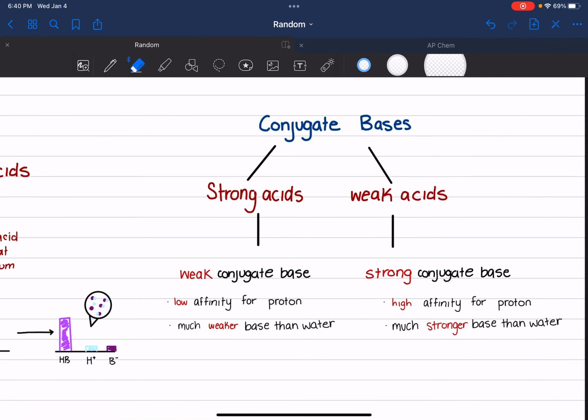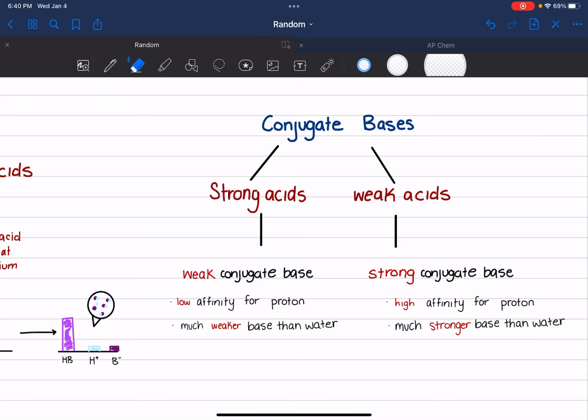Okay, moving on to conjugate bases. A strong acid yields a weak conjugate base. This is very, very important. A weak conjugate base means one that has a low affinity for a proton. It can also be described as one whose base is much weaker than water. In this case, the water molecules are "winning" the competition for the H+ ions.